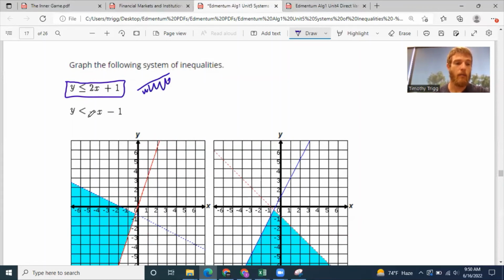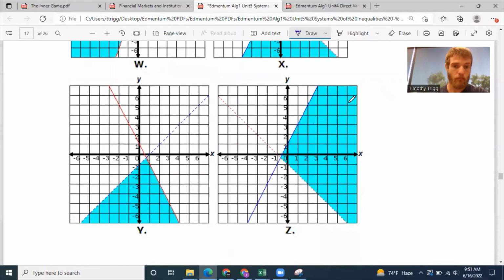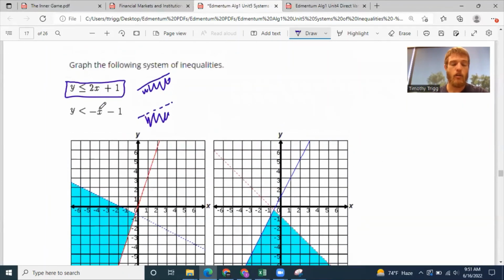What about the second one? Well, the second one would be a dashed line because it doesn't have the or equal to, and also you would shade below. Okay, so that's a couple things to keep in mind, but see if you can do both of these graphs. One will be solid, one will be dashed, and we're going to be shading below on both. And then see if you can graph them.